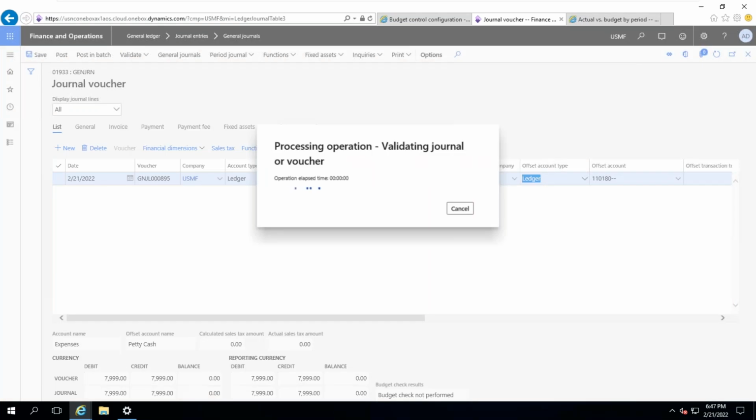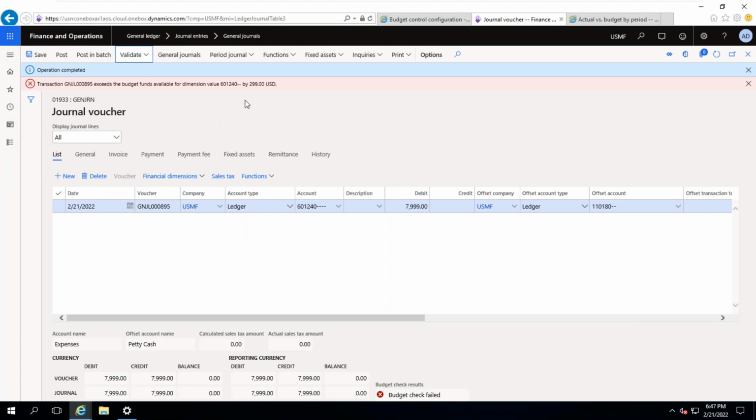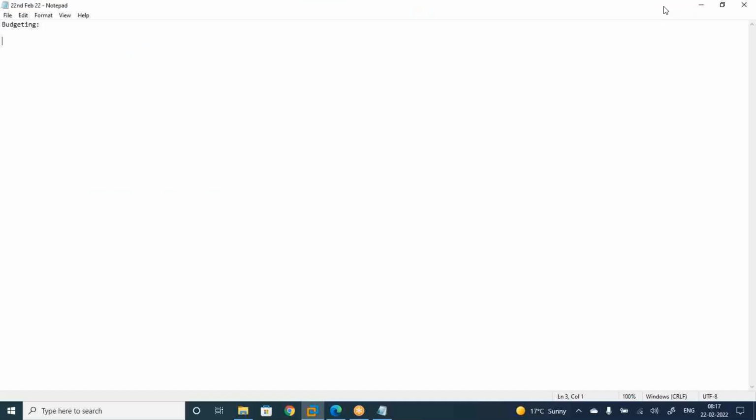Because even though the budget register entry is 8,000, we have already used 300. So how is the system calculating? Now tell me. The available budget is equal to the original budget minus actual expenditure. Agree?